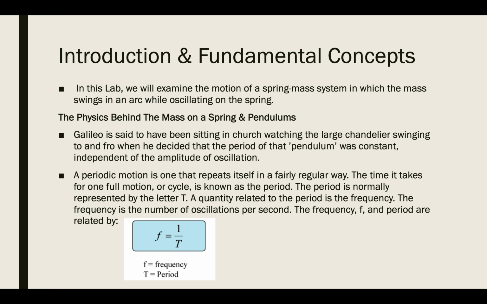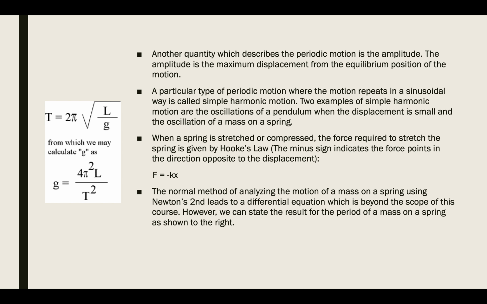The time it takes for one full motion is known as a period. Period is represented by T, and a quantity related to the period is the frequency. Frequency is the number of oscillations per second. The frequency and period are related by f equals 1 over T. Another quantity which describes the periodic motion is the amplitude. The amplitude is the maximum displacement from the equilibrium position of the motion.